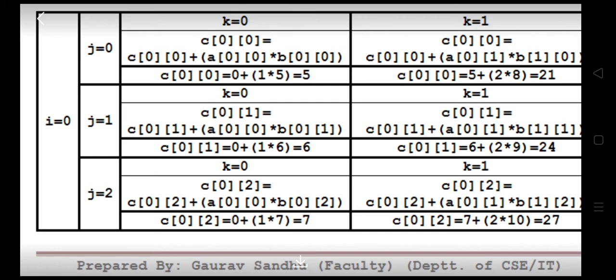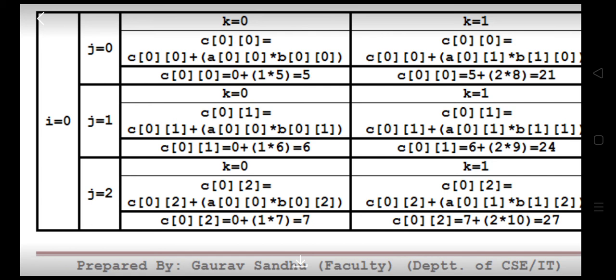Now again let's go to the middle row, where j is equal to 1, for the table which is shown on the screen. Now when i is equal to 0 and j is equal to 1, the value for k will be 0 and then the value for k will be 1. Initially let's talk about the case for i equal to 0, j equal to 1 and k equal to 0. It is the middle row.